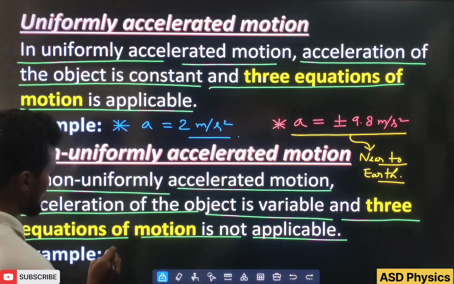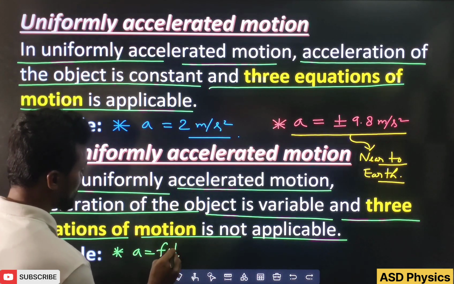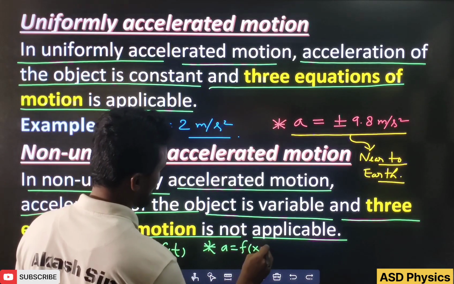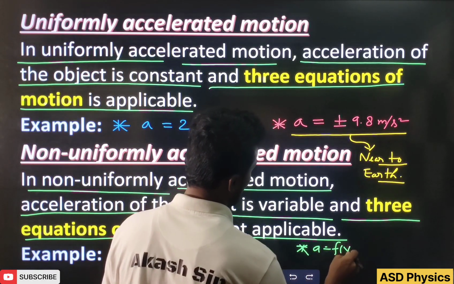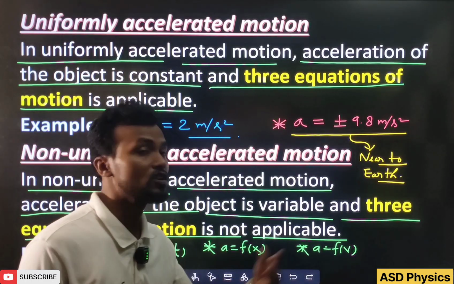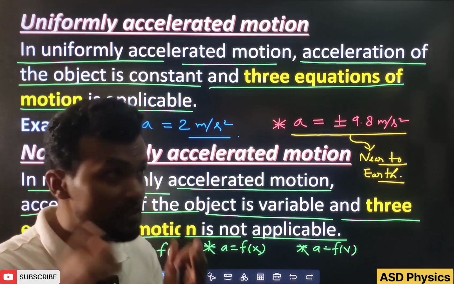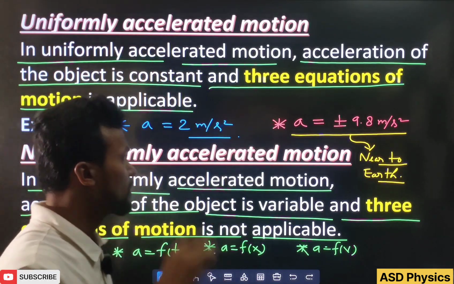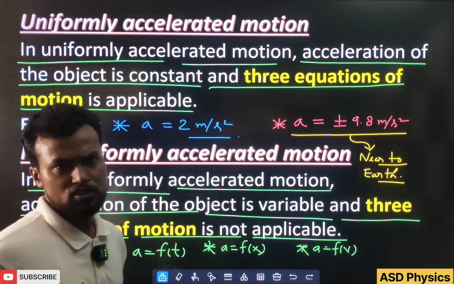So for example, maybe acceleration is given as a function of time, maybe acceleration is given as a function of position, maybe acceleration is given as a function of velocity. Any possibility may be there, but remember that this acceleration is the variable. So I hope it is very clear. Uniformly accelerated motion: acceleration constant. Non-uniformly accelerated motion: acceleration is not constant, it is variable.